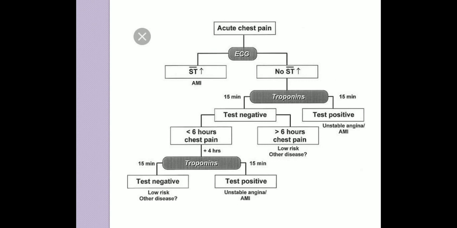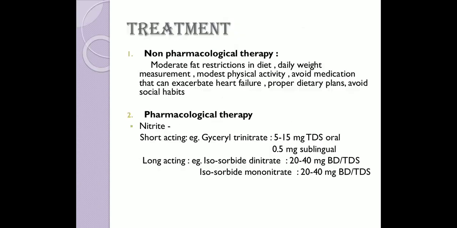If the test is negative, then we check whether the chest pain is less than 6 hours or more than 6 hours. If the chest pain is less than 6 hours, then we have to again go for troponin test. Then there are two possibilities, test is negative or test is positive. The negative test indicates low risk of cardiac diseases, and positive test indicates unstable angina or acute myocardial infarction. Then next is treatment.